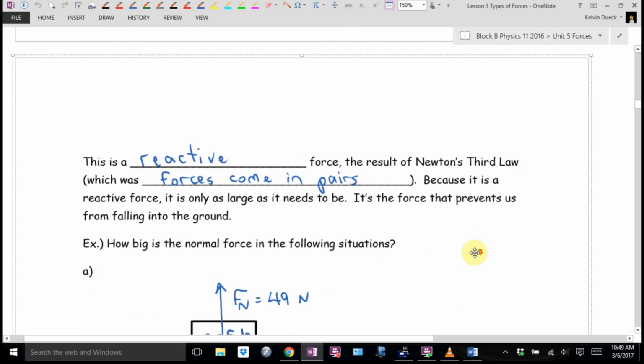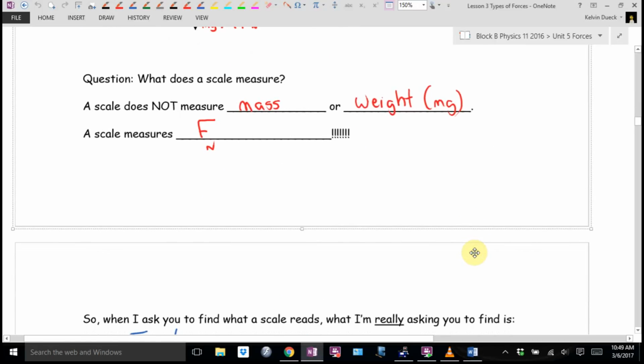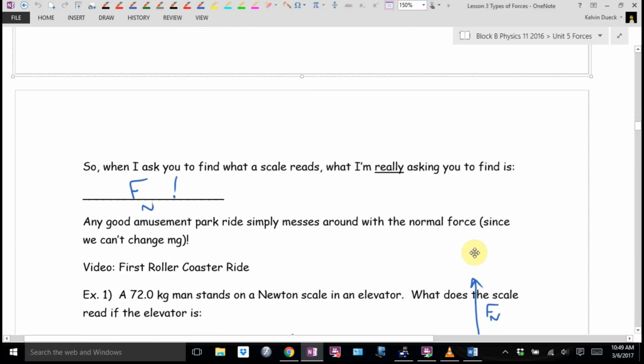We went on a big rant. I said that a scale measures normal force. We said that any good amusement park ride does not change gravity. What force does it muck around with? All it does is it mucks around with your normal force. It makes you feel lighter because what all of you right now think of as your weight is actually when you're standing, the ground pushing up through your feet, or when you're sitting, your chair pushing up against your body. Make that lighter and you'll freak out.